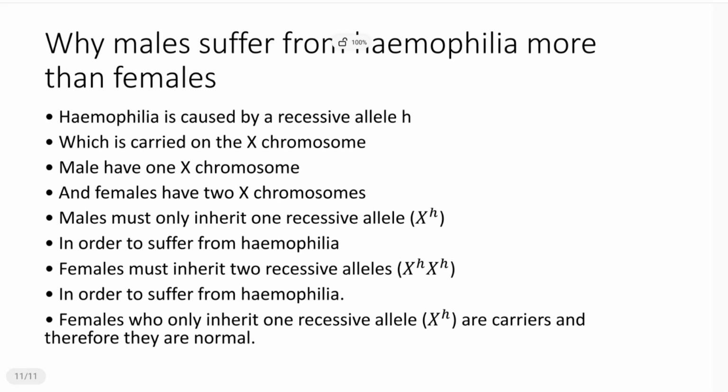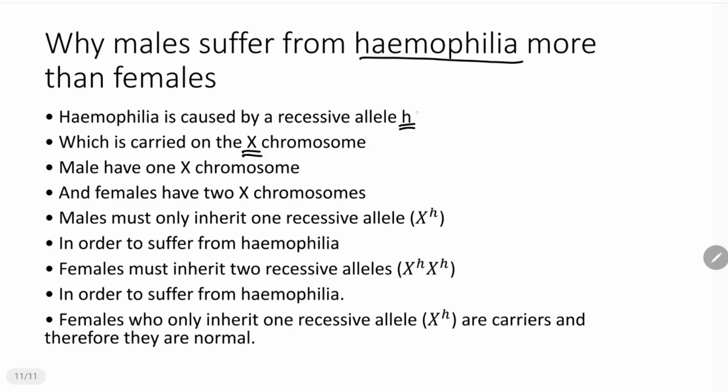Let's continue. This is our last slide. We're going to explain why males suffer from hemophilia more than females. This is generally any sex-linked genetic disorder that is caused by a recessive allele. So the way that we structured the response here applies also to daltonism, which is color blindness, or any other sex-linked genetic disorder that is caused by a recessive allele. It will apply, right? So number 1, we're going to say hemophilia is caused by the recessive allele H, which is carried on the X chromosome.